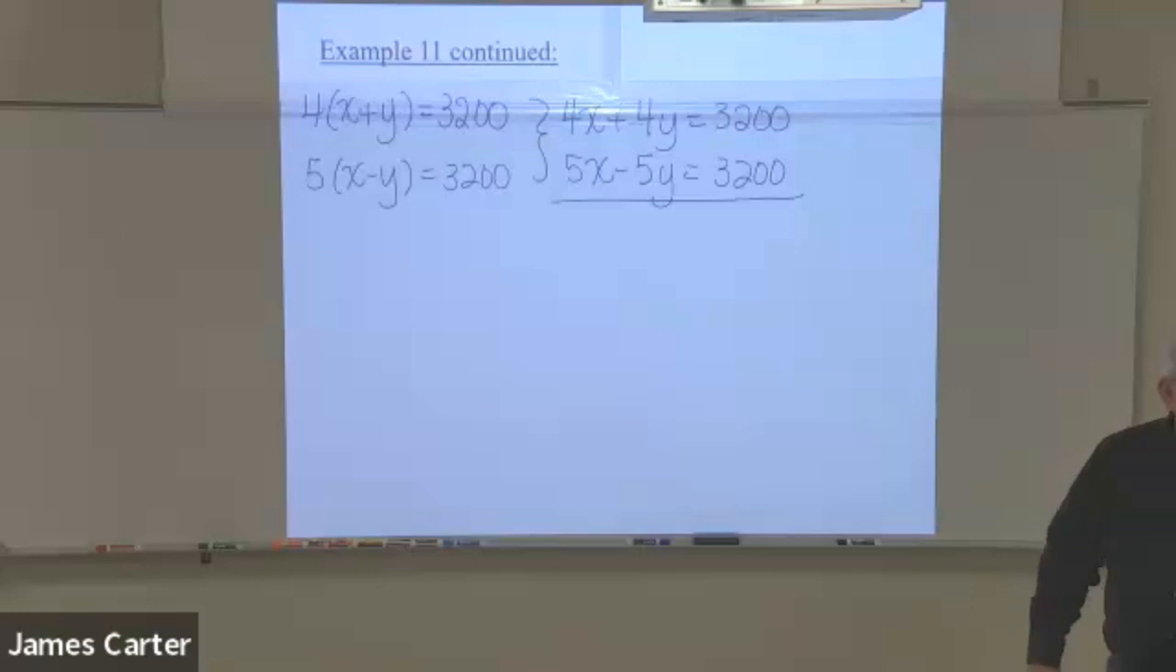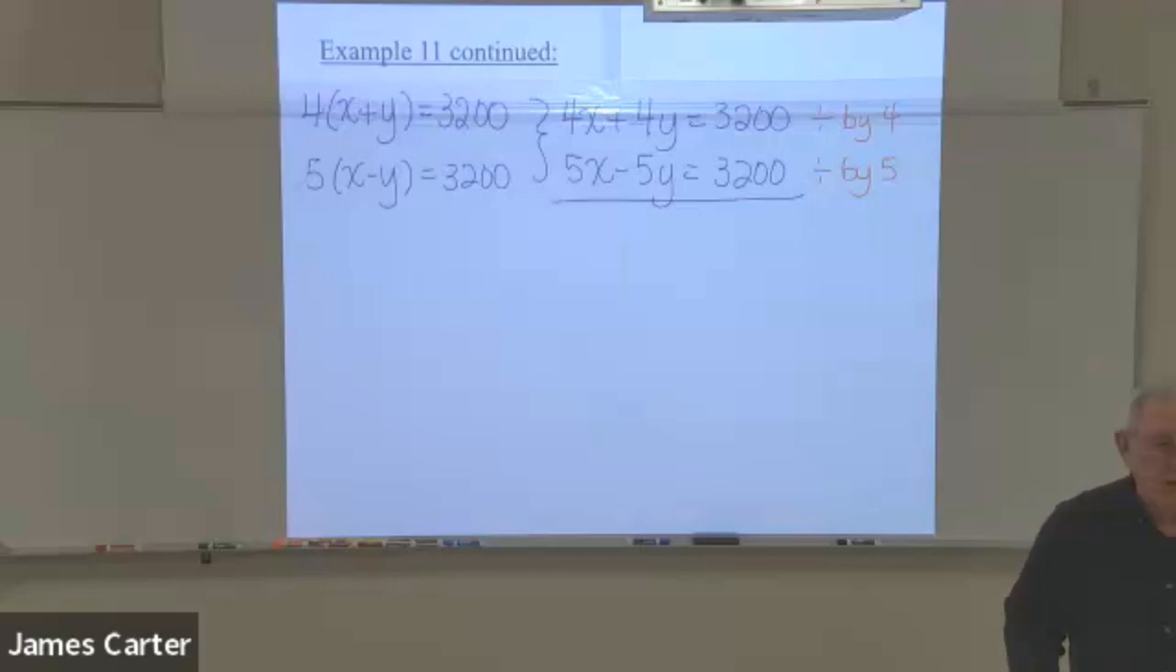Smallest number that 4 and 5 will both go into is 20. So I need to make these into 20 and that into 20. So I'm going to multiply this by 5. I've already got opposite signs here. And I'm going to multiply this whole row by 4. Except they're not multiplying, they are dividing.